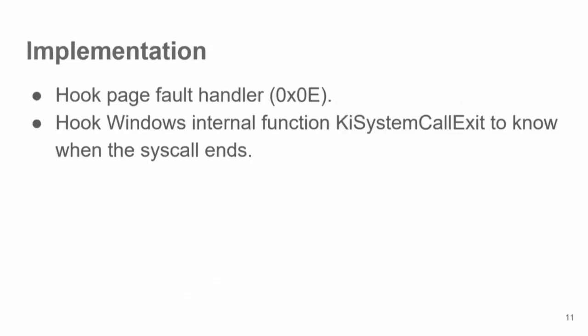Until now, the implementation is very simple. We just need to hook the page fault handler, and most of the work is done there. We also need to hook one more Windows internal function, KiSyscallExit, just to let us know when the syscall ends.